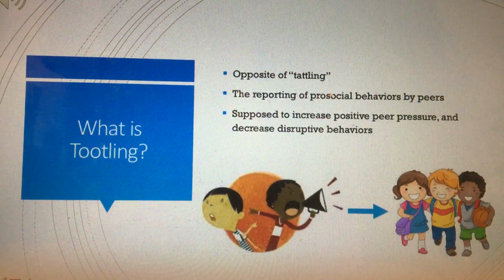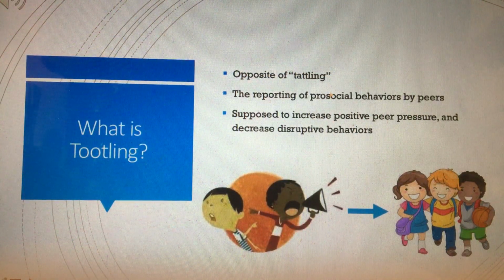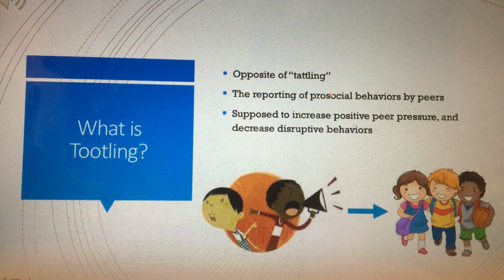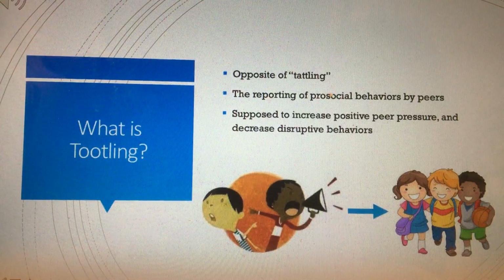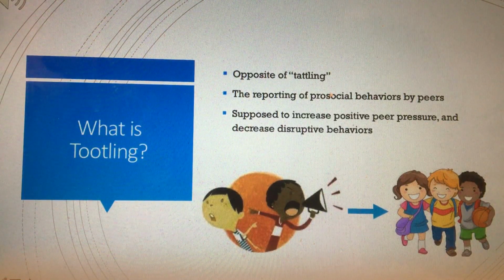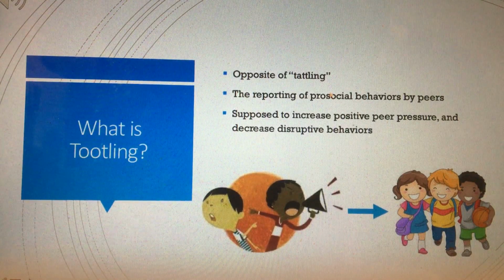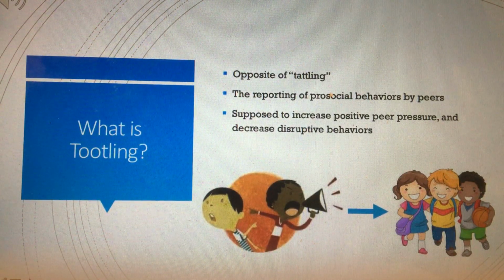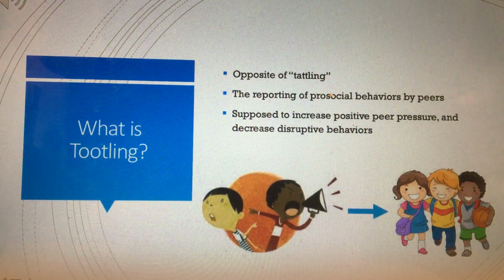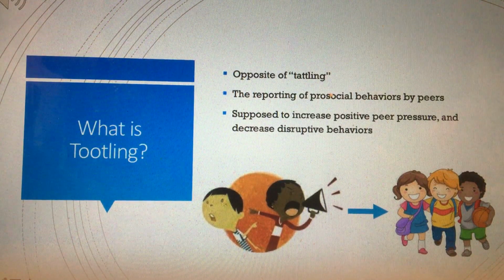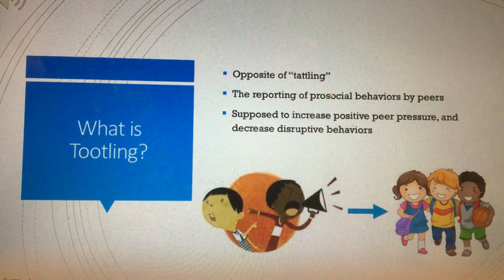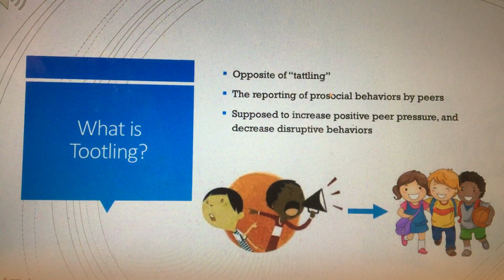What is tootling? Tootling is a positive behavior intervention strategy that is fairly new. It is designed to help foster classrooms that focus more on positivity and less on negativity. It is called tootling because it is supposed to be the opposite of tattling, where in tattling you point out someone performing a negative behavior. Tootling is supposed to be the reporting of pro-social behaviors, and this reporting is done by their peers.